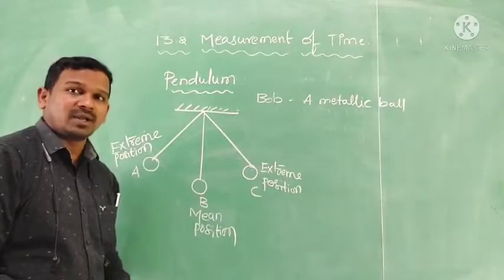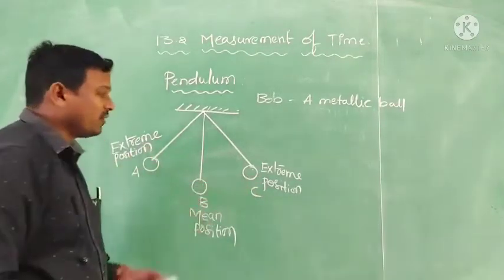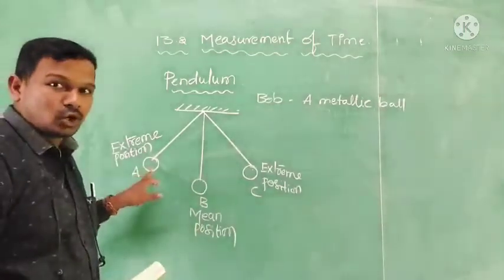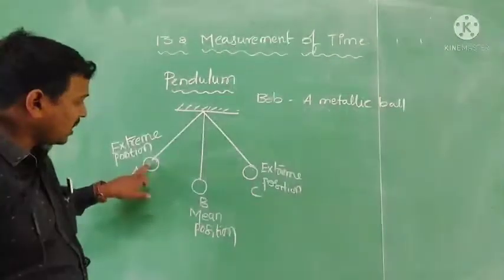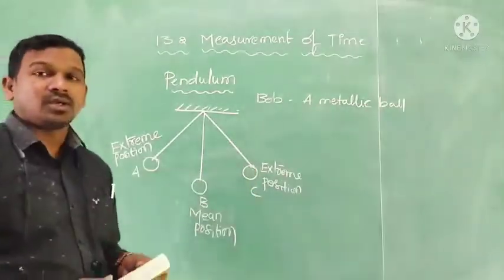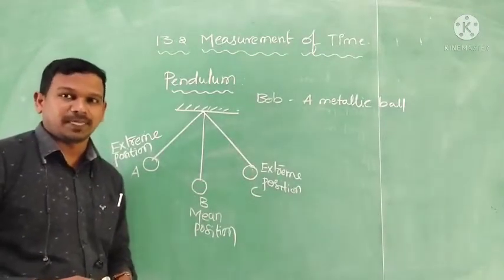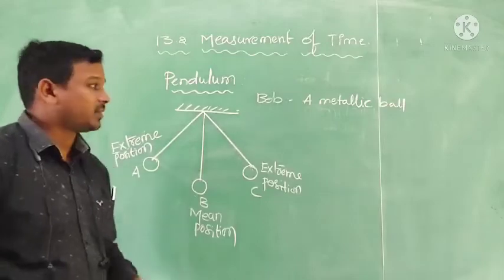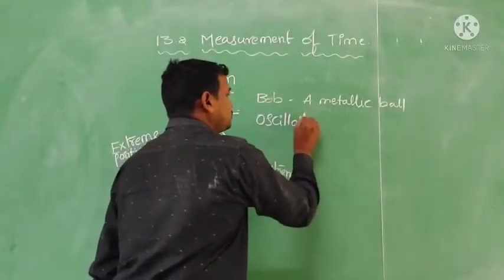So here, what is happening? The pendulum is doing a motion, right? The pendulum is moving, doing a to and fro motion. When the body starts from position A, goes through B, reaches C, and comes back to the same position, we call that one complete cycle an oscillation. Here I am giving the definition of oscillation.